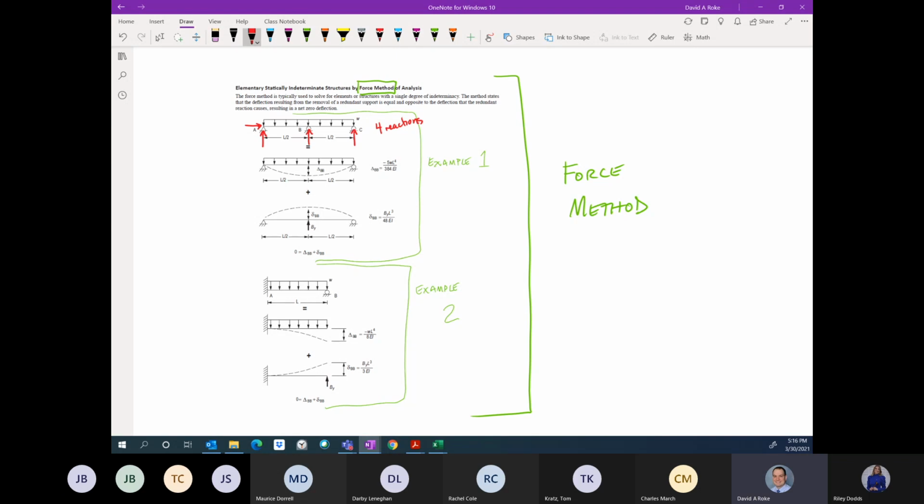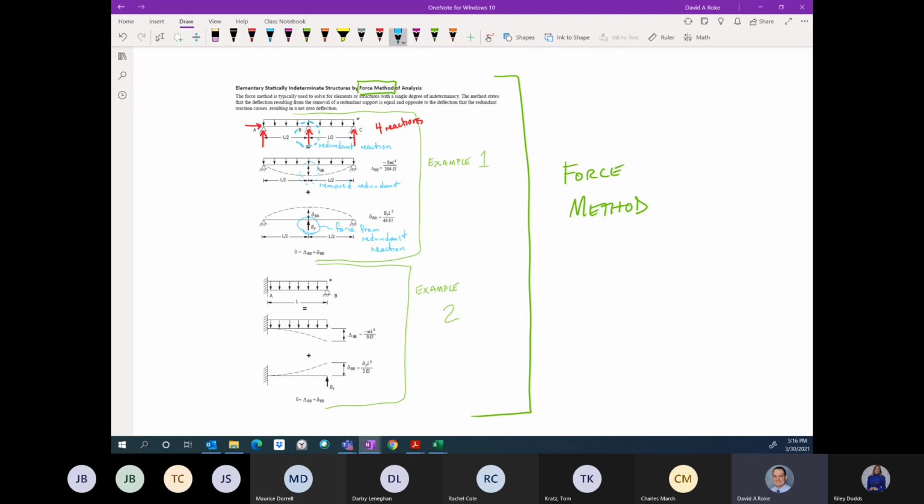And so what we've done is we've identified a redundant reaction. And that redundant reaction is then removed. So here, this loading, we've removed our redundant. And now we put our force from the redundant reaction. And we note its effect.